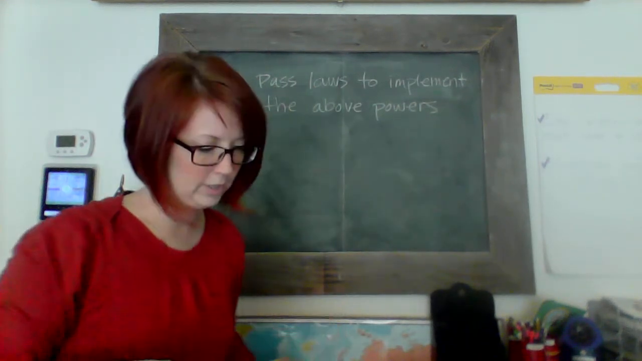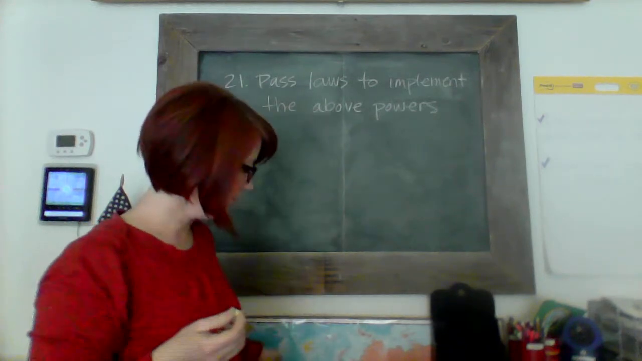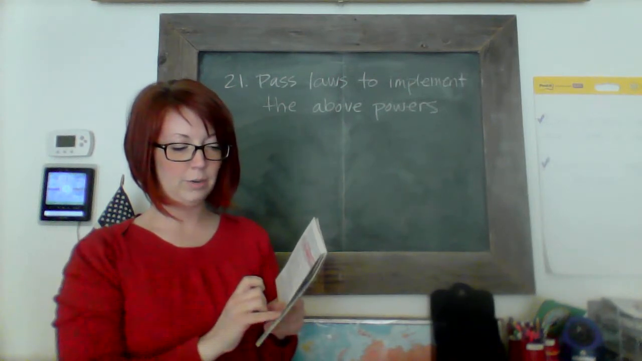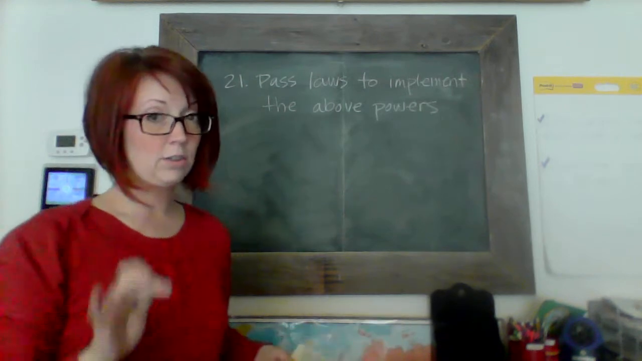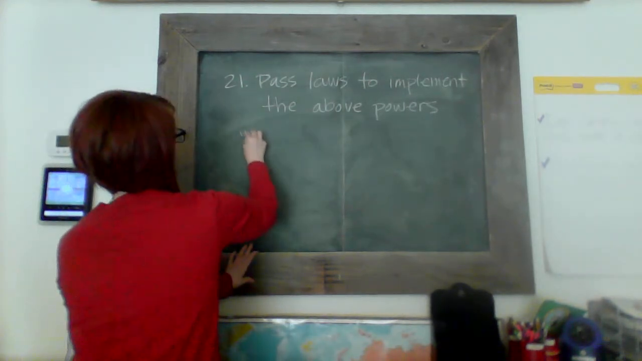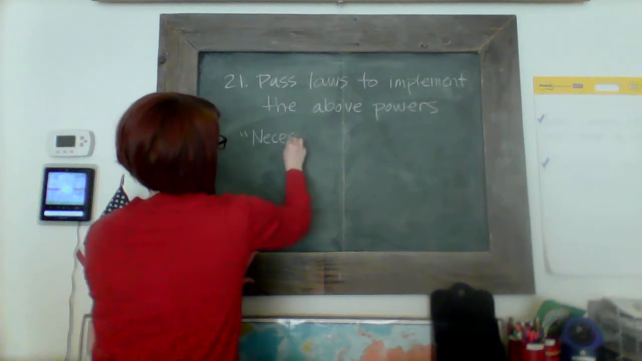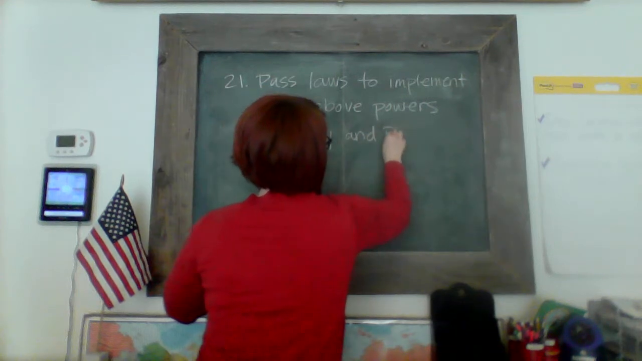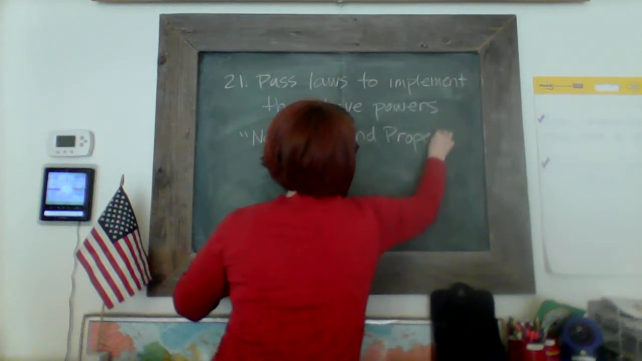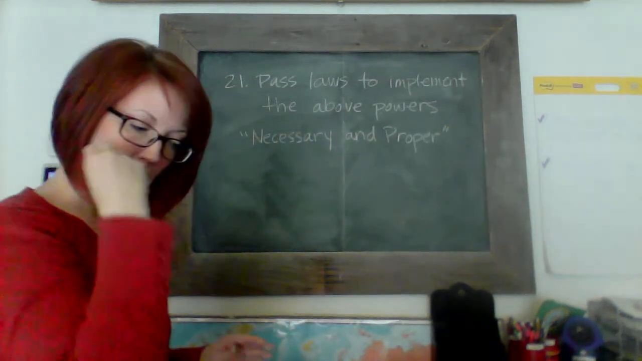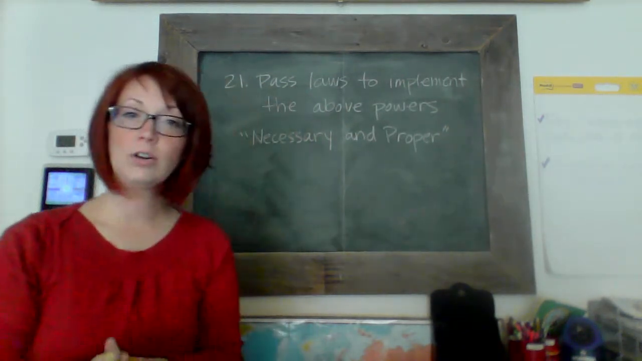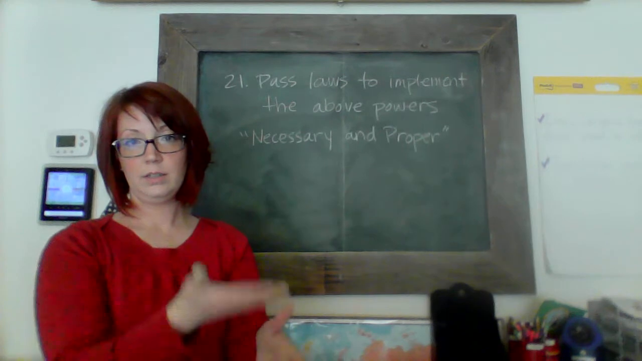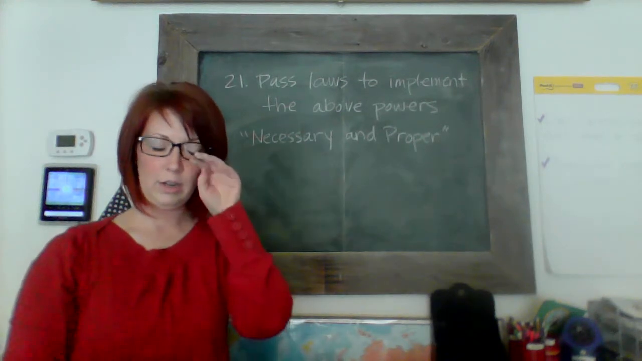My chalk is almost gone again. Okay. Now, the important words in this clause are to make all laws which shall be necessary and proper. This is called the necessary and proper clause. So this means Congress can make any laws they feel they need to make, to be able to do the powers that they've been given by the Constitution.